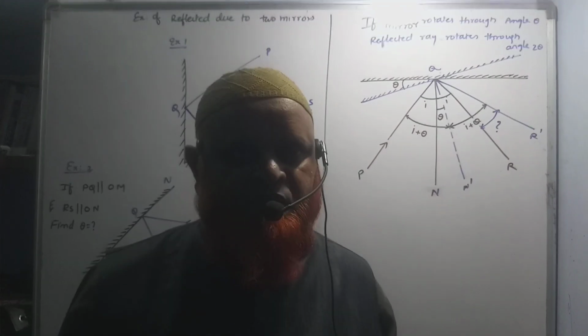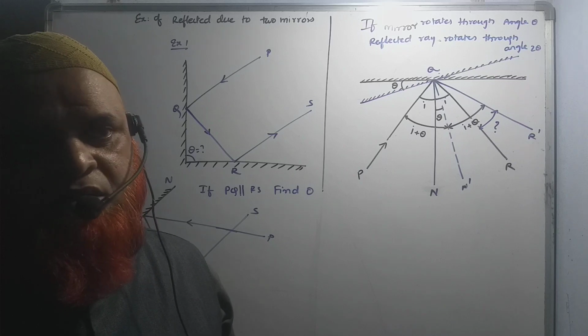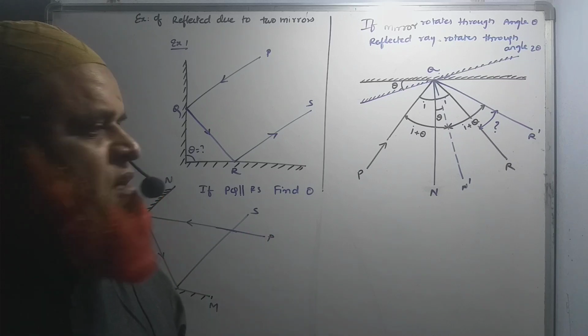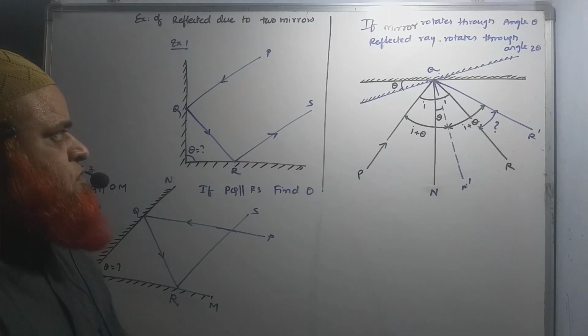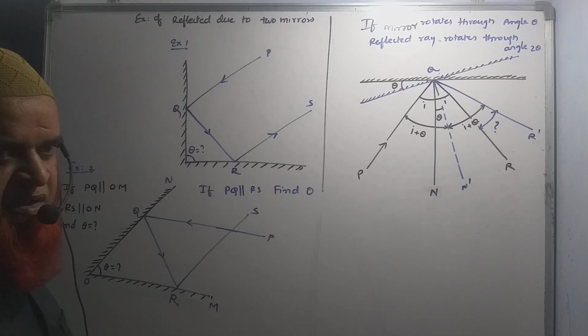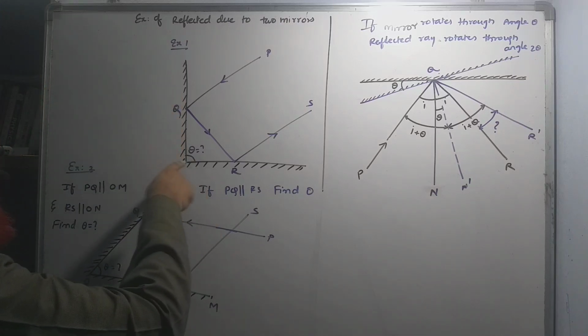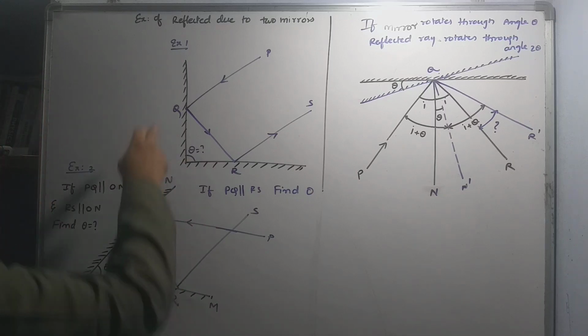So in the previous class we discussed reflection because of two mirrors. Today we'll discuss some applications regarding reflection because of two mirrors. I have drawn some diagrams, some examples for the previous concept: if you take two mirrors, what is going to happen?